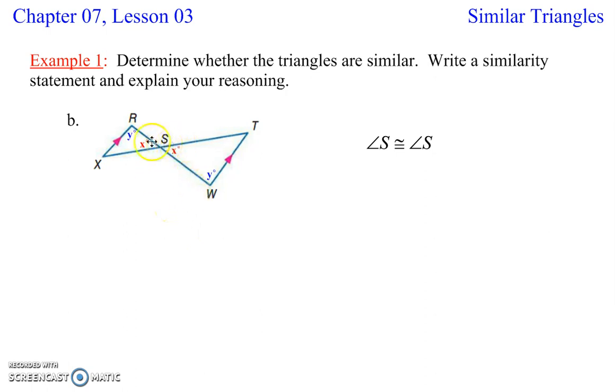So we know that both of these angles at S are the same, and angle R is congruent to angle W, and therefore by angle-angle similarity the two triangles are similar.